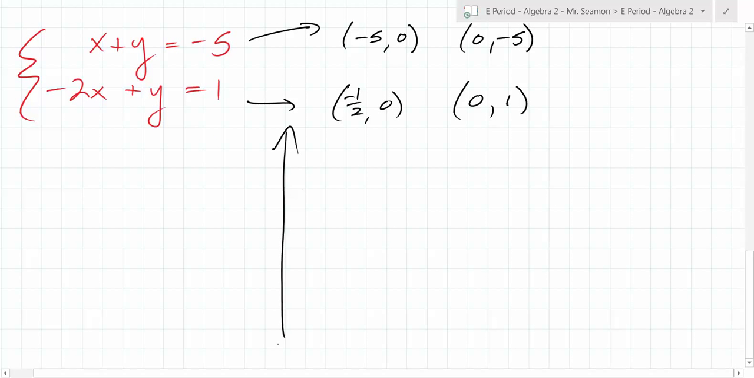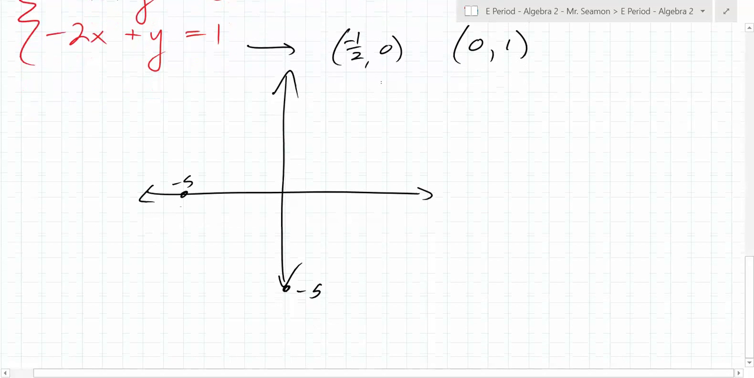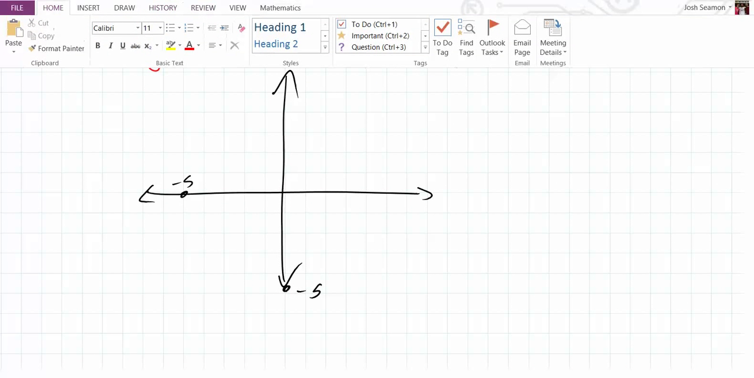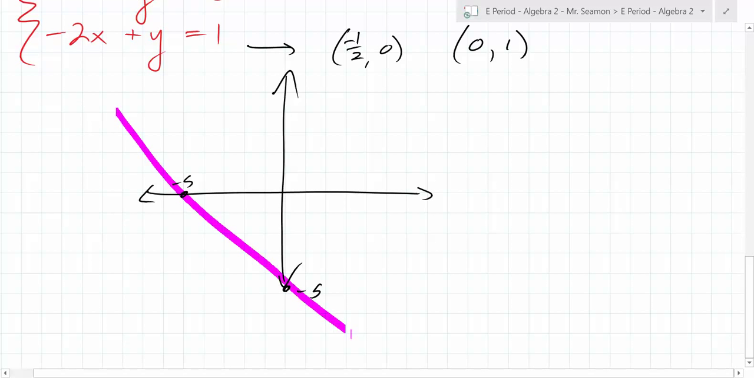So what do you do with those points? You graph them. So -5, 0 and 0, -5. So let's say that's 1, 2, 3, 4, 5. So let's say -5 right there. 1, 2, 3, 4, 5 right there. And what do you do with those 2 points? Draw a line through them. You draw a line through them, exactly. And that was not a very good line, but it's okay.